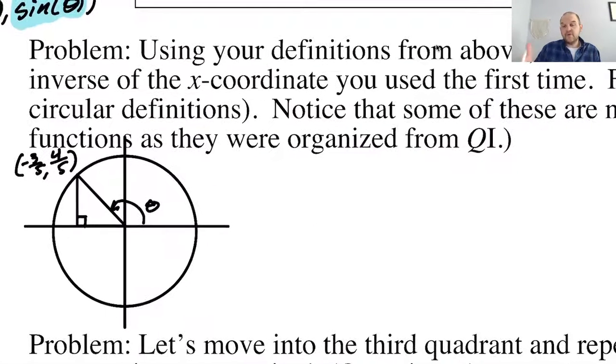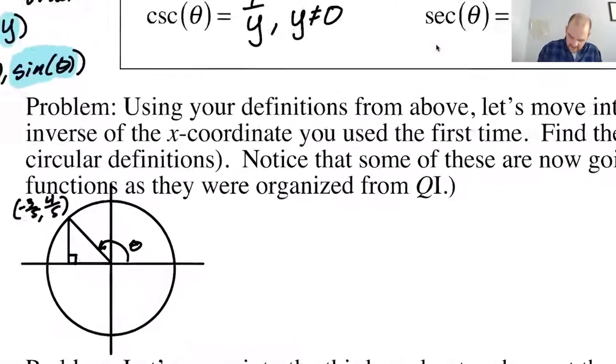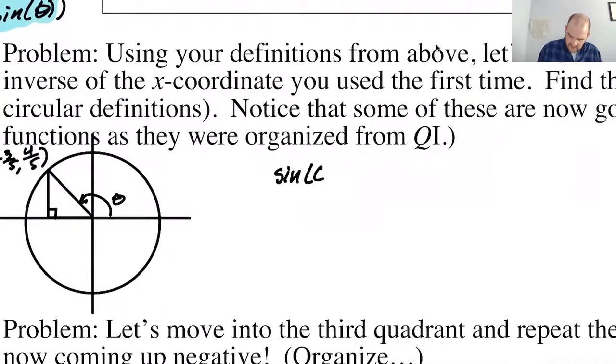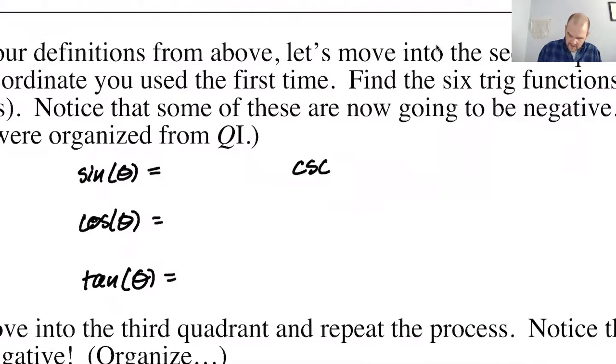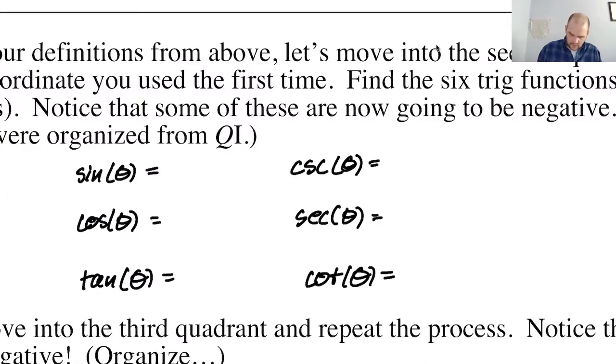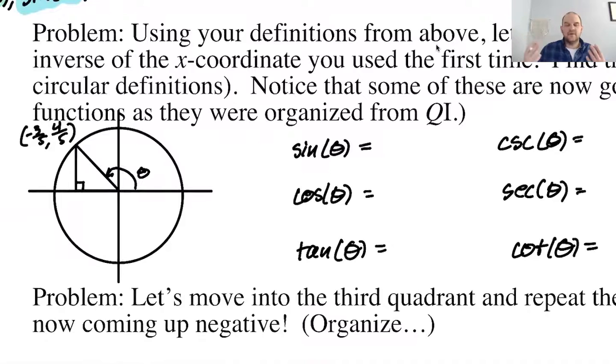And now we want to use our definitions here. So I'm going to write down the functions. So sine of theta, cosine of theta, tangent of theta. And then before I do anything, I like to write down the reciprocals. So cosecant of theta, secant of theta, and cotangent of theta. Okay, so we said that x is cosine.